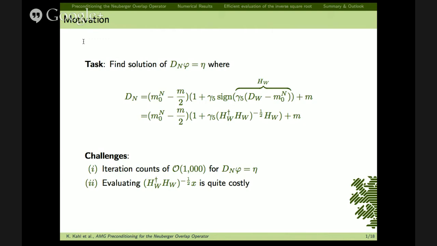In the end, and I will come back to this, in the simplest mathematical expression that you can say, the Neuberger overlap operator is a shifted unitary matrix. That's what it is.